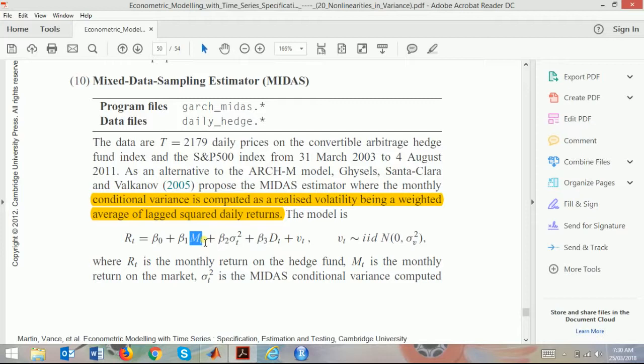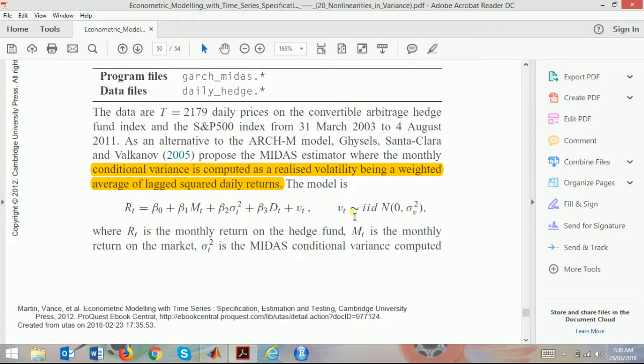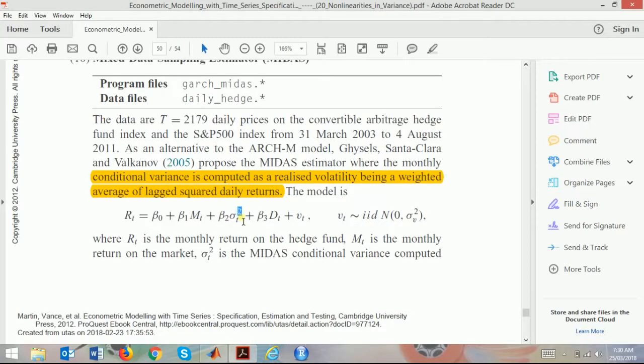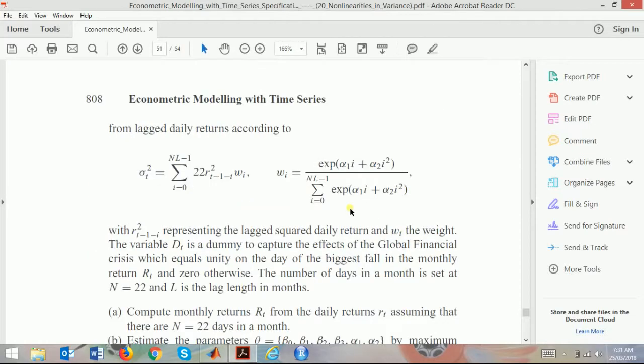M is the monthly return on the market. So we are not trying to estimate it: the hedge fund return is given to us, M is given to us, and we just need to find the coefficients. Sigma square is the Midas conditional variance computed from lagged daily returns, and D is the dummy which captures the global financial crisis, which equals 1 on the day of the biggest fall in the monthly returns and 0 otherwise. So when the monthly return is the minimum, that becomes 1.